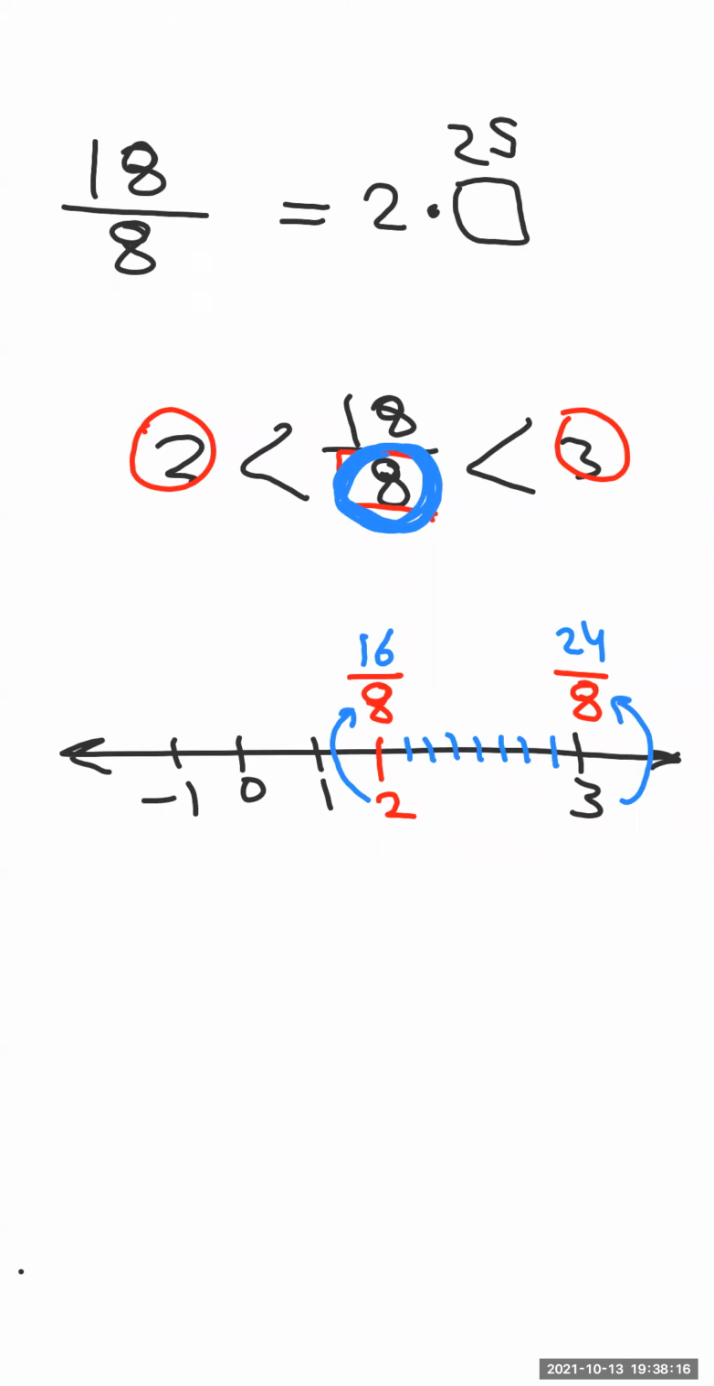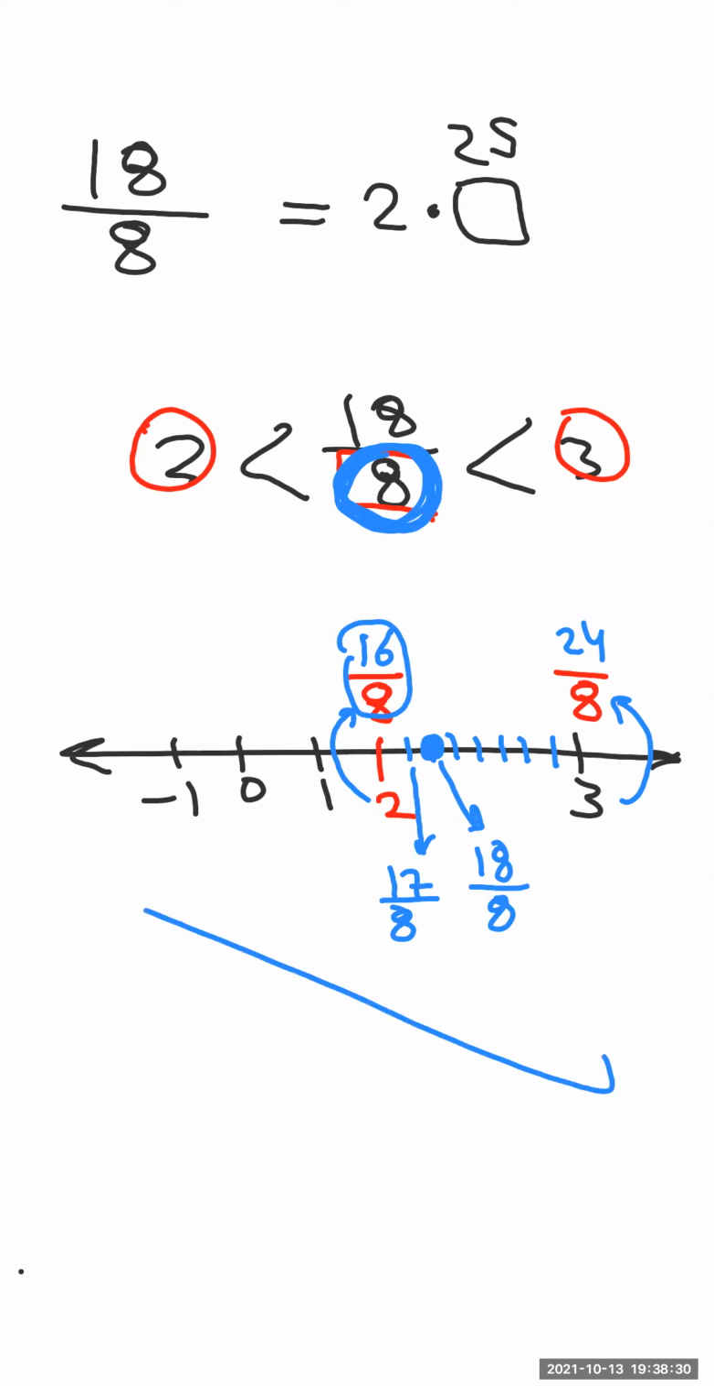Now, what is my number? It's 18. So the next number after 16 is 17. So this one is 17 over 8. Then this is my number, 18 over 8. So my number will be here. That's it. Okay, guys, now it becomes more clear. Any questions? No, sir.